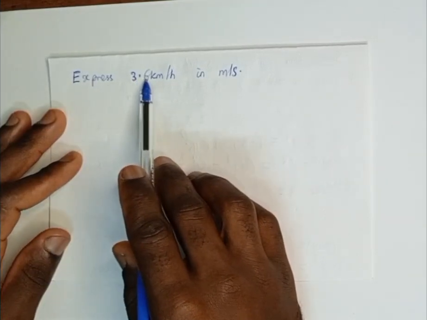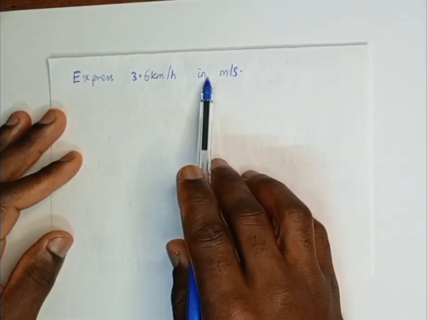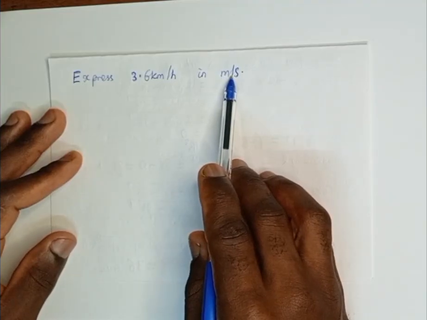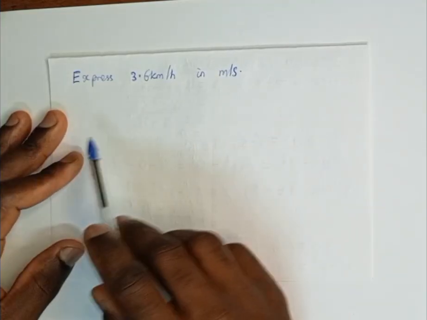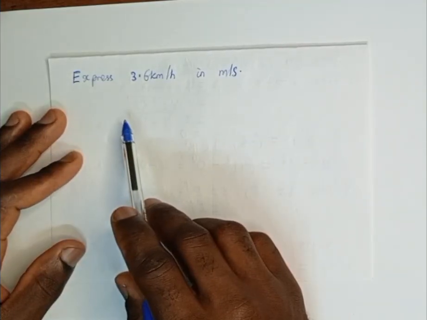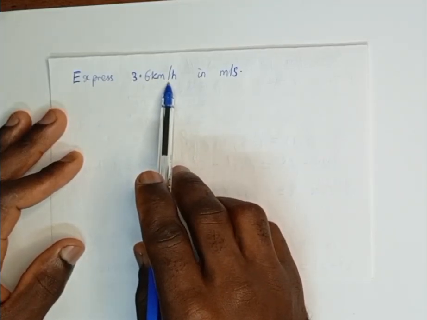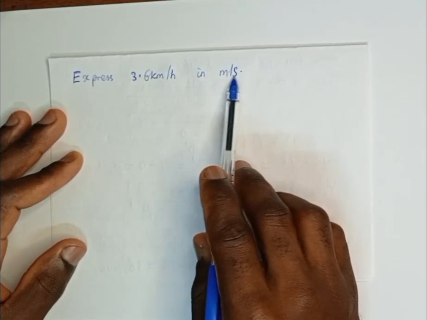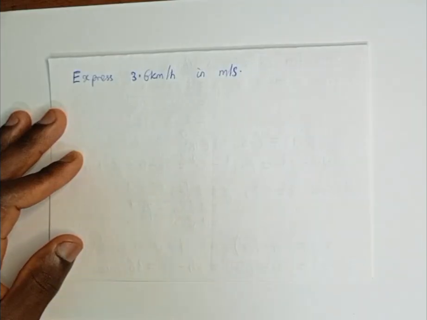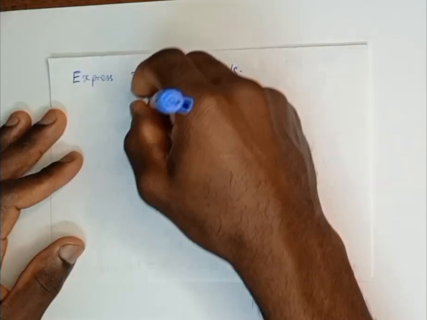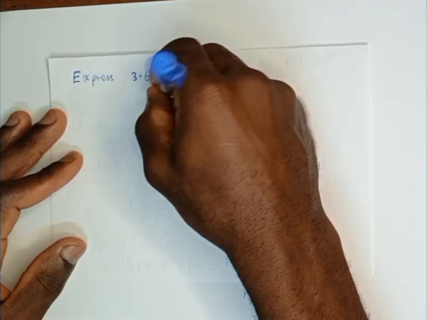Express 3.6 kilometers per hour in meters per second. That means we have to convert from one unit of speed, which is a higher unit, to another unit of speed, that is meters per second, which is a lower unit. Solution.